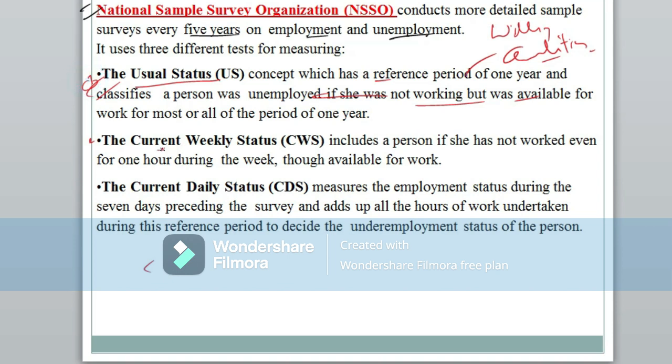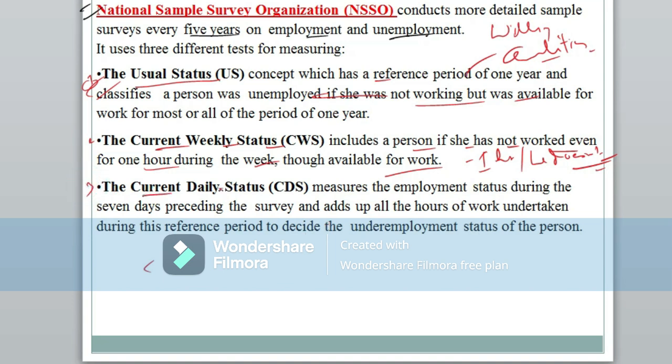Second comes the current weekly status, which includes a person if she or he has not worked even for 1 hour during the week despite availability of work. So if there was 1 hour of work available and he doesn't work, that is categorized as the current weekly status for the entire week, एक हफ्ते के अंदर का.